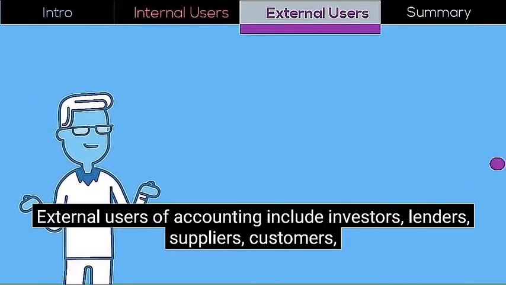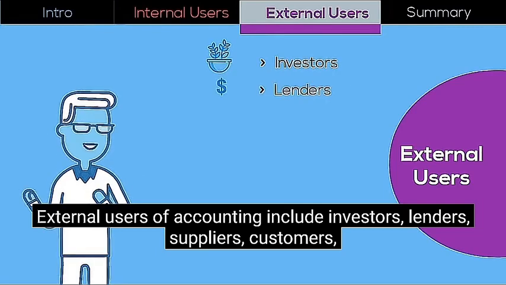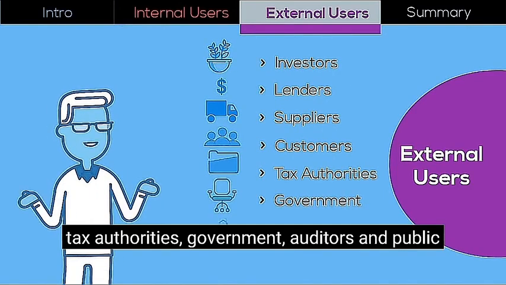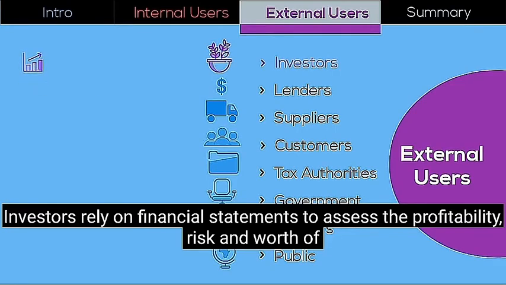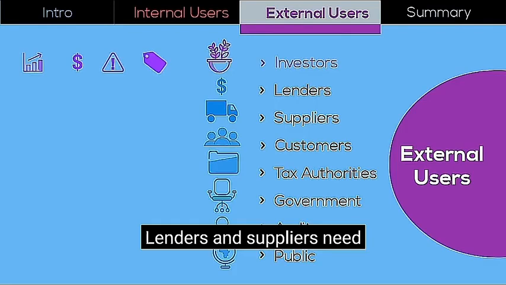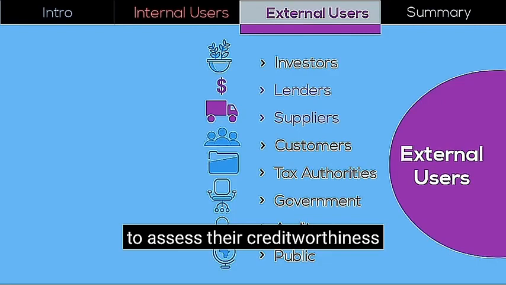External users. External users of accounting include investors, lenders, suppliers, customers, tax authorities, government, auditors, and public. Investors need to know how well their investment is performing. Investors rely on financial statements to assess the profitability, risk, and worth of their investment. Lenders and suppliers use accounting information of their clients to assess their creditworthiness.